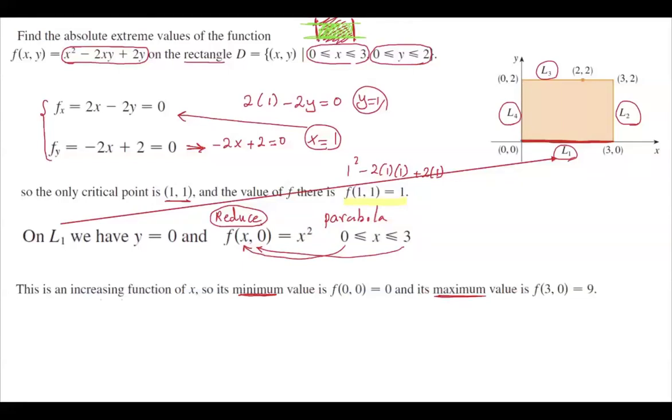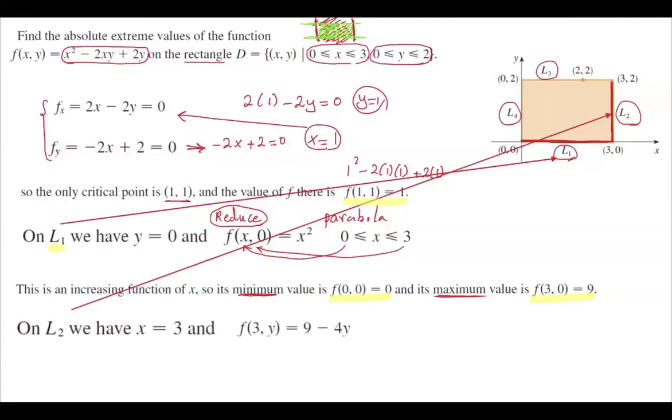So far, we have 3 points. f(1,1) is 1, f(0,0) is 0, f(3,0) is 9. But this is just on L1. What about L2? On L2, x is equal to 3. So this is your L2. This is your second line segment. X is fixed and is equal to 3. So since x is equal to 3, your function is reduced to a function in y. This is reduced to a one variable function, 9 minus 4y, which is just a line. This is a decreasing line.